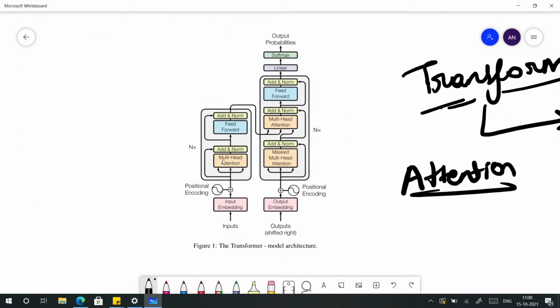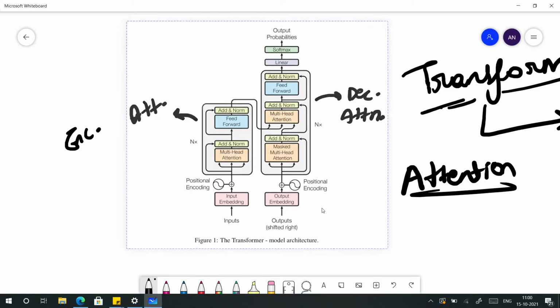As you can see, there are input embeddings and a positional encoding. This is the attention part. This is where attention takes place, and this is called encoder attention, and this is called decoder attention. Let's break it down to understand it more clearly.